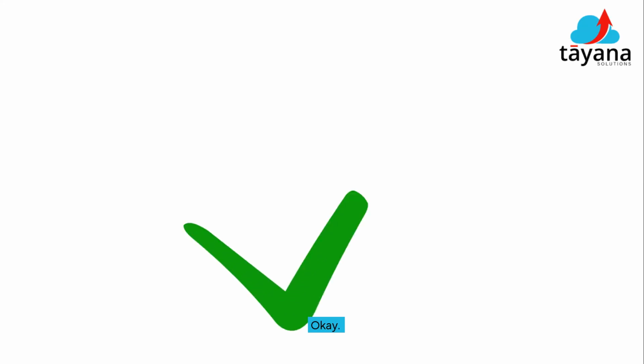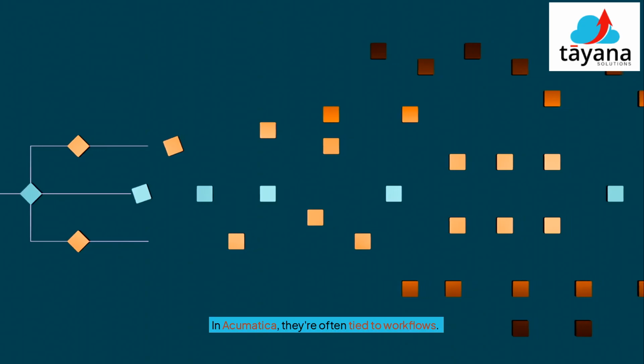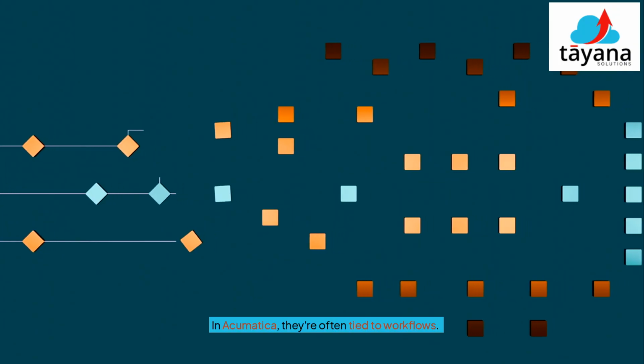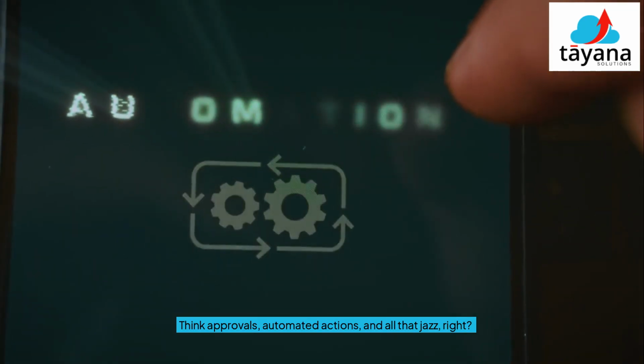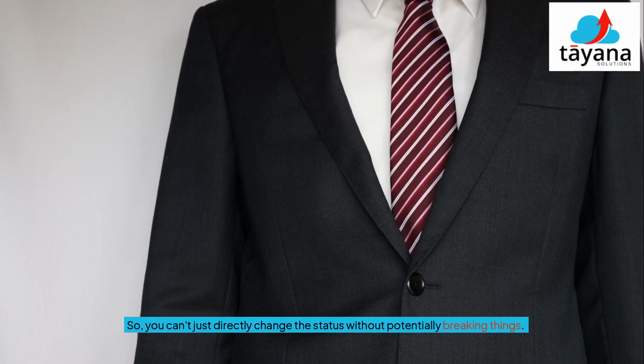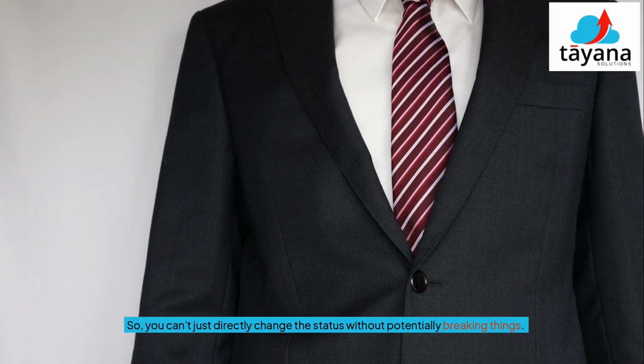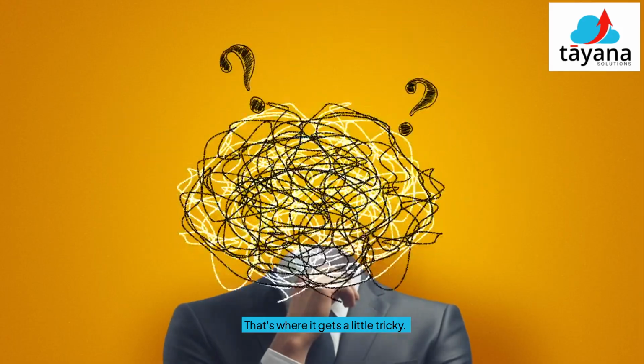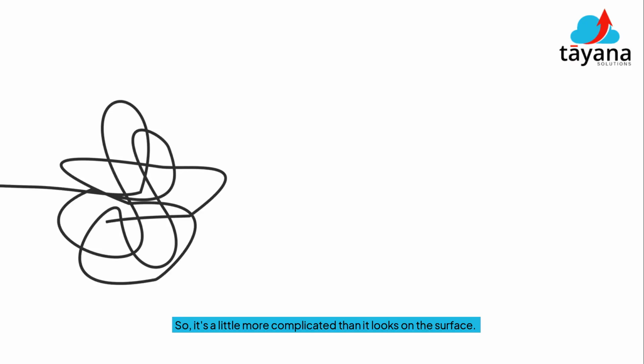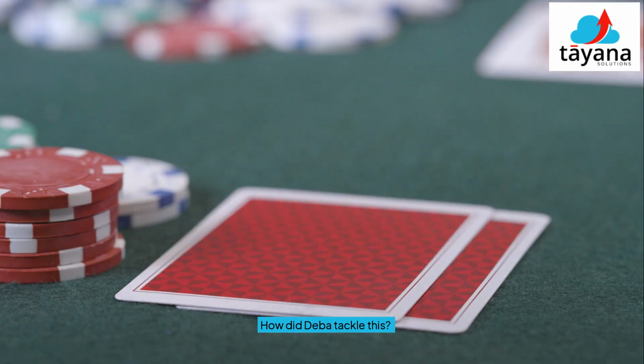Simple stuff. But order statuses in Acumatica are often tied to workflows. Think approvals, automated actions, and all that jazz. So you can't just directly change the status without potentially breaking things. That's where it gets a little tricky. So it's a little more complicated than it looks on the surface. Exactly. How did Deba tackle this?